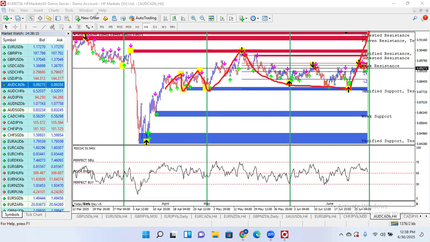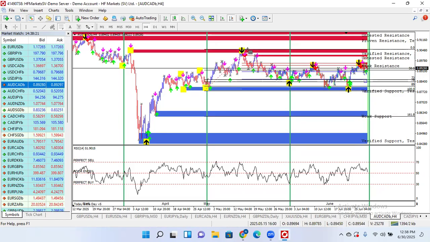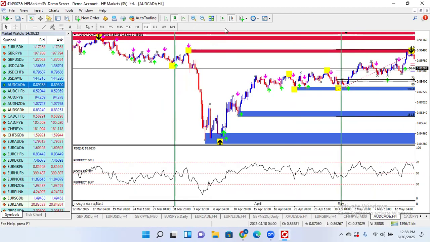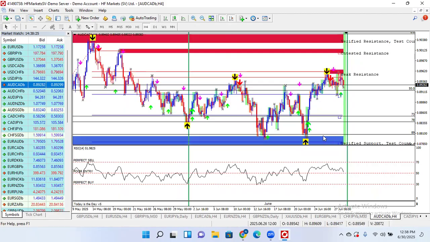Do you get it? If you bring your Fibonacci from this low, to this low, to this high, the market came into the 89 fib level on a verified zone. And you cannot be taking trade from a weak resistance on H4. Are you getting me? You can't be taking trade on a weak resistance. So I won't enter this sell.